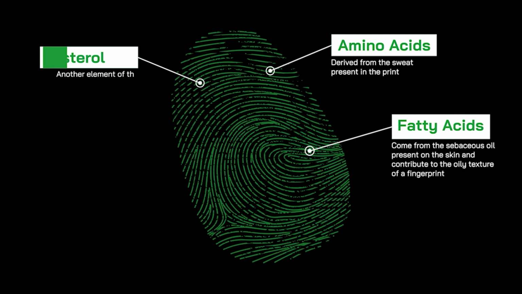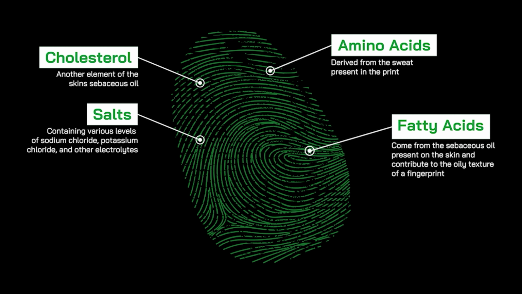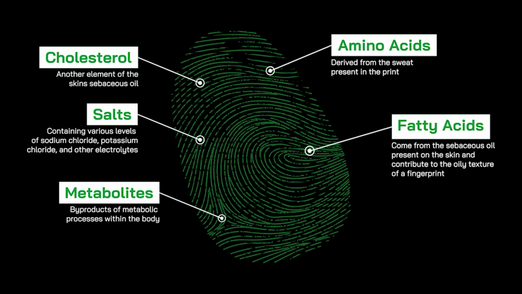Cholesterol, this is another element of the skin's sebaceous oil. Salts, which contain various levels of sodium chloride, potassium chloride, and other electrolytes. And metabolites. These are small byproducts of metabolic processes within the body.